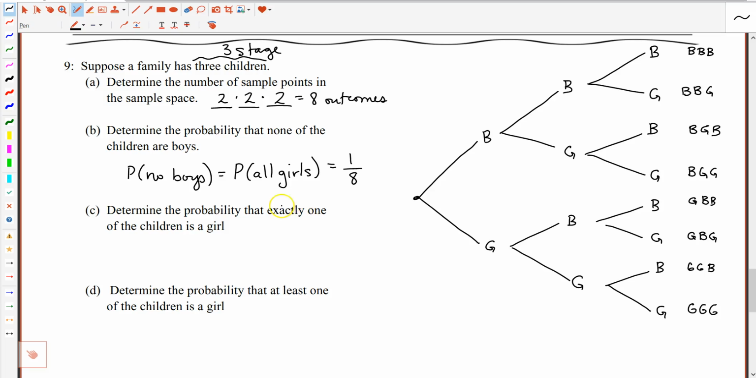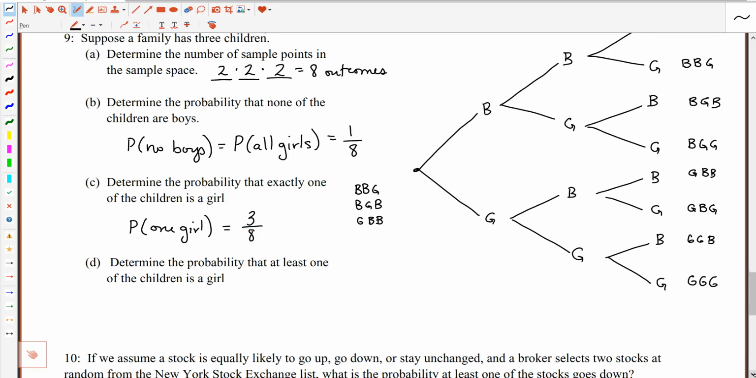Determine the probability of exactly 1 girl. So we'll just write 1 girl. What this is getting at is it doesn't matter if the girl occurred first, second, or third, but you only want 1 girl in the 3 children. So out of the 8 possible outcomes, how many of them have exactly 1 girl? Well, you have the boy, boy, girl; the boy, girl, boy; and the girl, boy, boy options. So there are 3 ways you can have exactly 1 girl out of the 8 possible outcomes in your sample space.